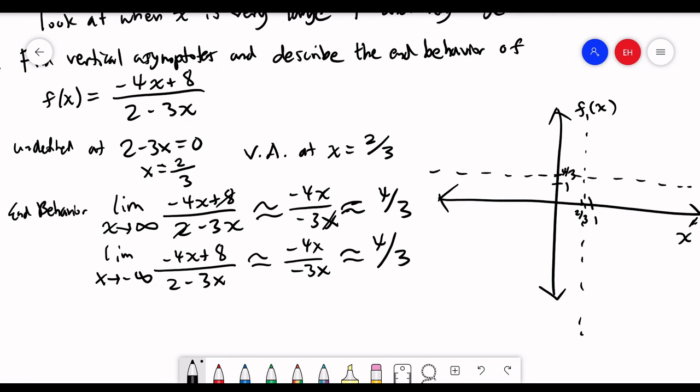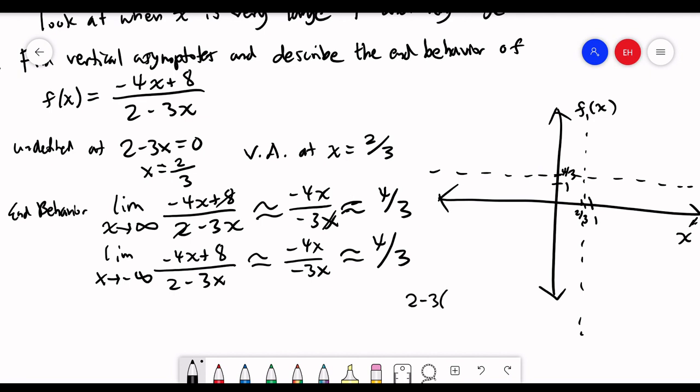And so we're just going to sketch in that horizontal line at y equal to 4/3, and the graph is going to approach that line. It's going to be like a guideline for the graph at the ends, at negative infinity and positive infinity. So what I'm going to do from here to sketch the graph is I just need to know how the graph approaches the vertical asymptote. So I'll just look at it from the left side.